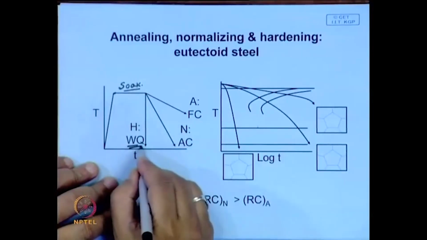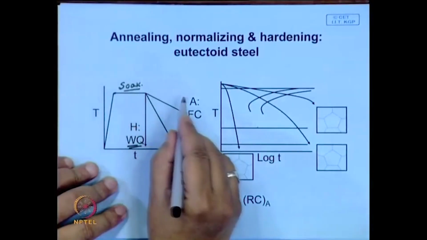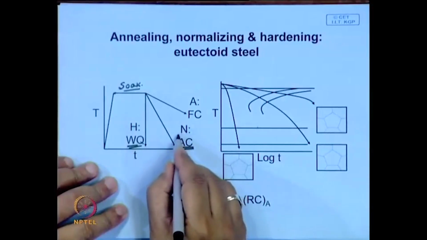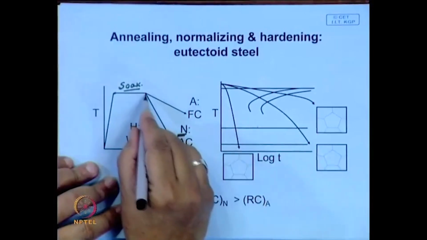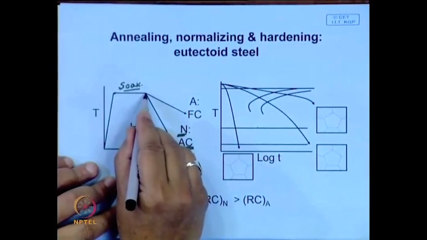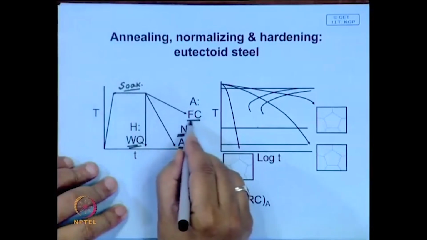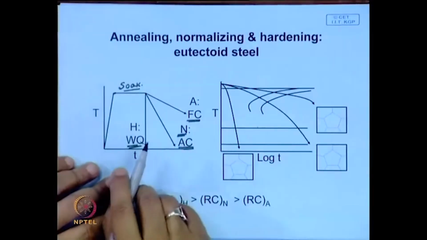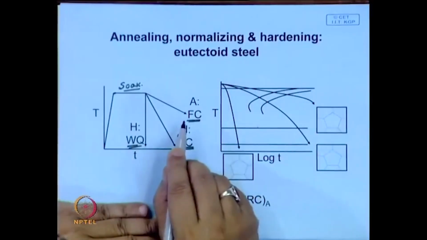So, you quench in water, and if you are normalizing, take out the sample from the furnace and let it cool in air, still air. So, air cooling, this process is known as normalizing, and I am representing it by N. And annealing, after soaking you switch off the furnace. In that case the cooling is called furnace cooling, that means the cooling rate is extremely slow. If you superimpose these cooling rates on the time temperature diagram, then you will be able to follow the nature of the transformation that you expect.